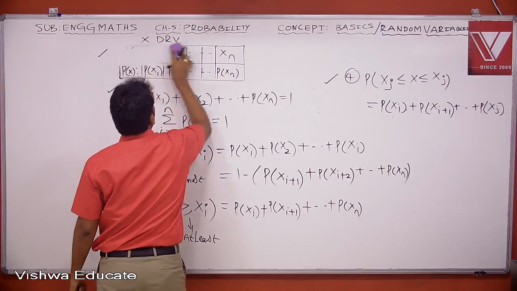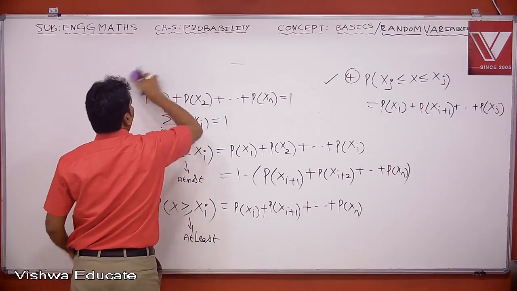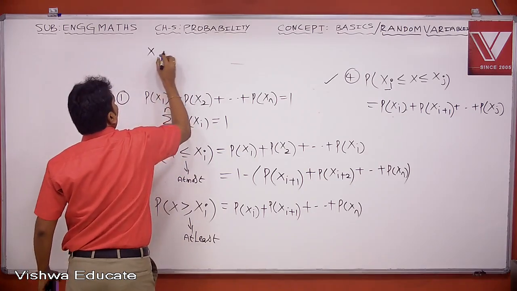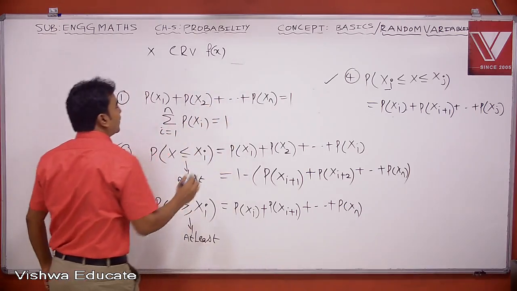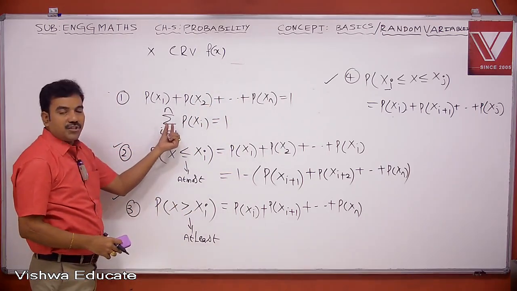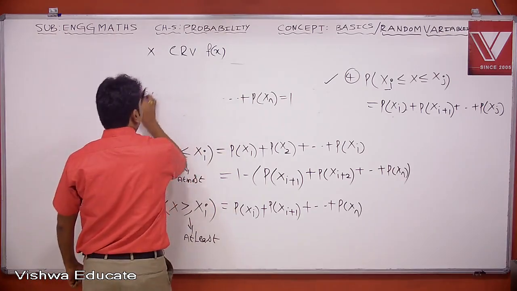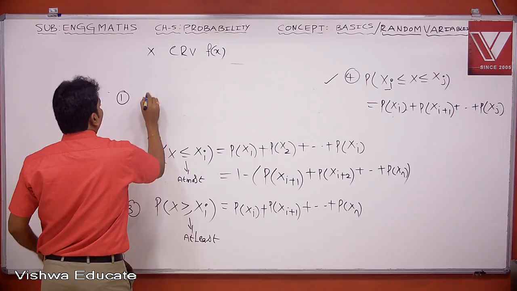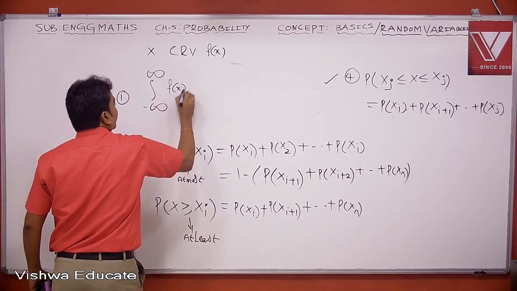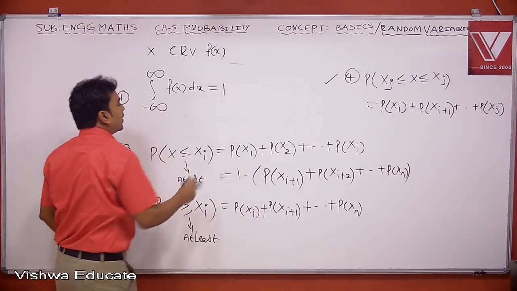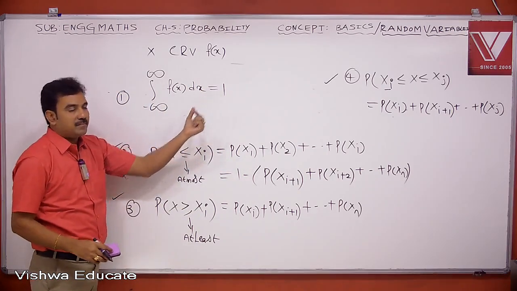Suppose X is a CRV. X is a CRV with a PDF f of x. Then instead of summation we get an integral. Therefore point number 1 becomes integral from minus infinity to plus infinity of f of x dx, which must be 1. So integrate a PDF on the entire x-axis, the result will be 1.